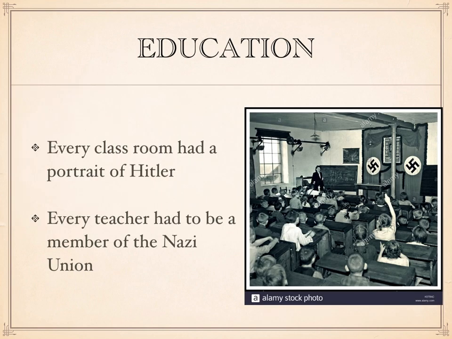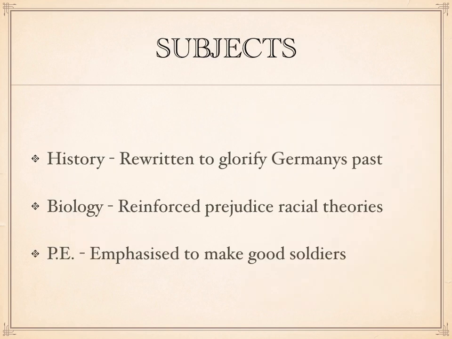Even education was used to promote Nazi views. All classrooms had a portrait of Hitler and swastikas hanging. All teachers had to be members of the Nazi-controlled union. History books were rewritten to glorify Germany's past. Biology was used to prove Nazi racial theories. PE was emphasized to create good young soldiers.